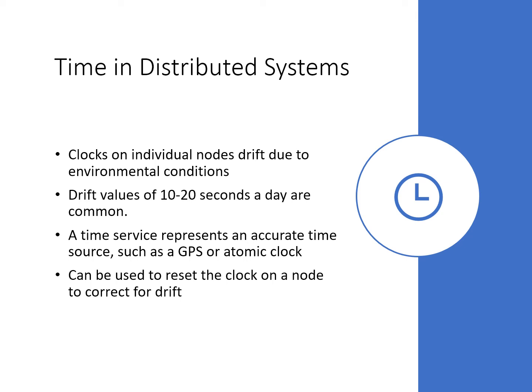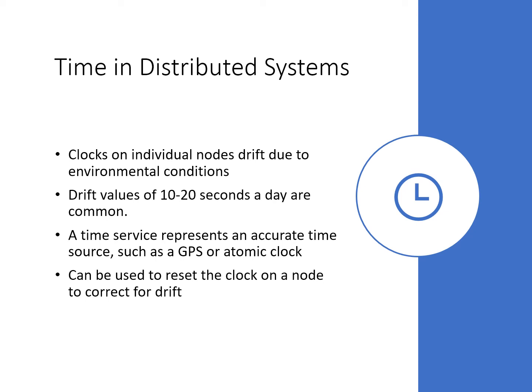Clocks on individual nodes drift due to environmental conditions like changes in temperature or voltage. The amount of drift varies on every machine, but values such as 10 to 20 seconds are not uncommon in a day, or with my current coffee machine at home, about 5 minutes a day. If left unchecked, clock drift renders time on a node meaningless, like the time on my coffee machine if I don't correct it every few days.